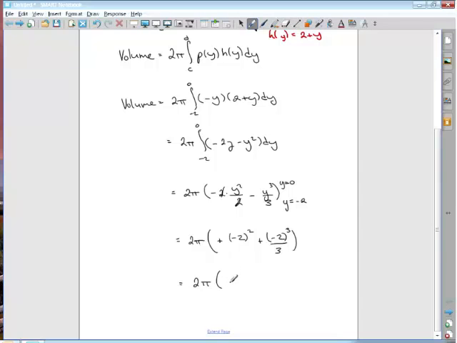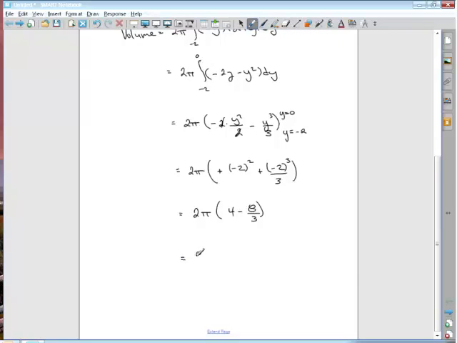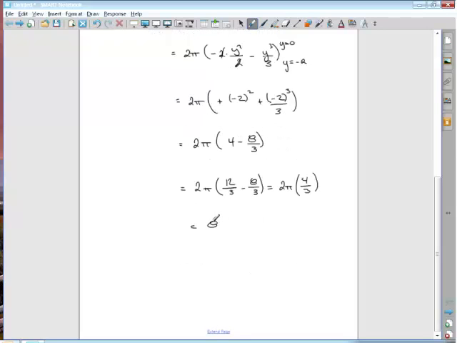So negative 2 squared is 4. Negative 2 cubed is negative 8, so we'll get negative 8 thirds. And if we convert this to thirds, that's 12 thirds, because we multiply both the numerator and the denominator by 3, minus 8 thirds equals 2 pi times 4 thirds. And so the final answer is going to be 8 pi divided by 3. And if we got a negative number, we would have realized we've done something wrong relative to the limits, or p of x.